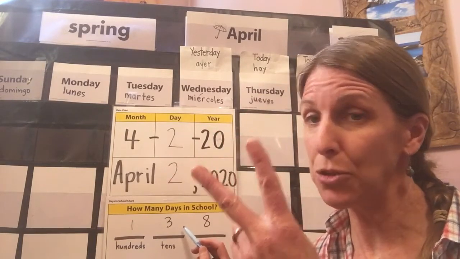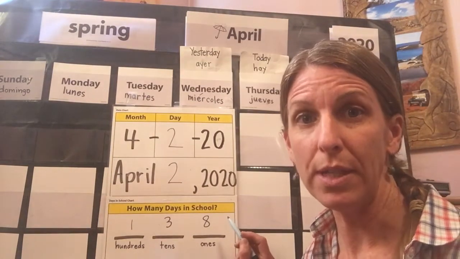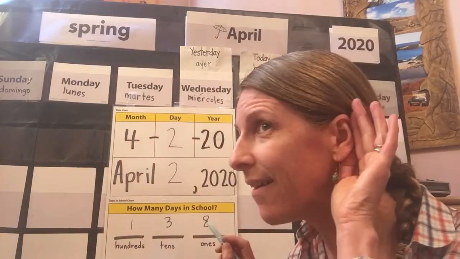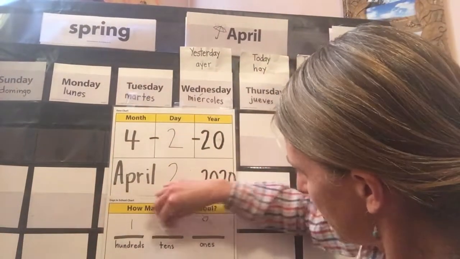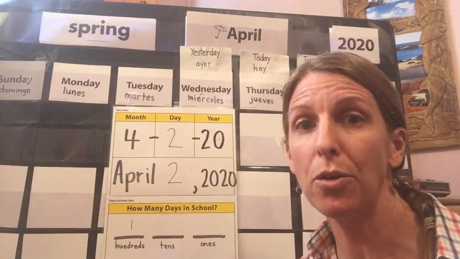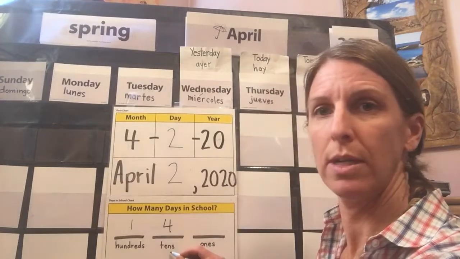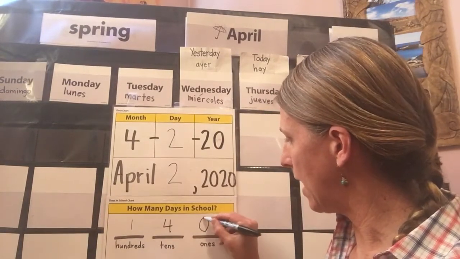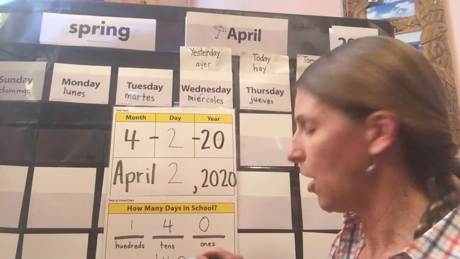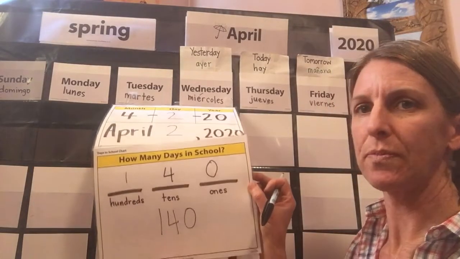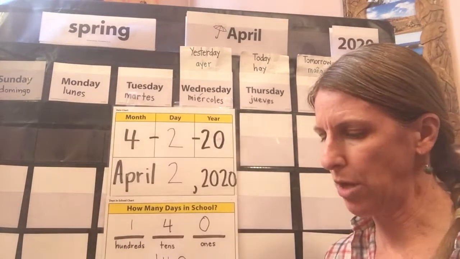Now, the last time we were together, we were on the 138th day of school, but 2 days have passed, so we need to add 2 to 138. What is 138 plus 2? 140. So I'm going to change this. We're not on the 138th day, we're on the 140th day. So I'm going to add a 4 to the tens place and a 0 to the ones place. 140 days in school.